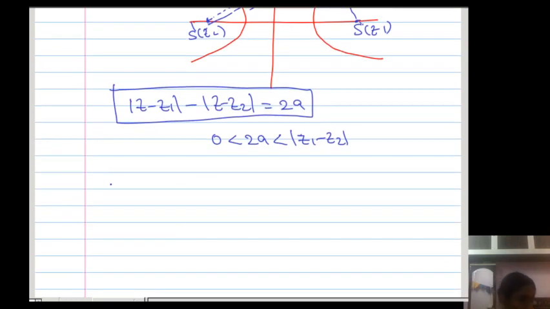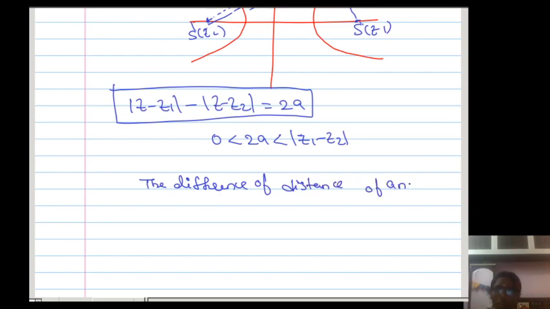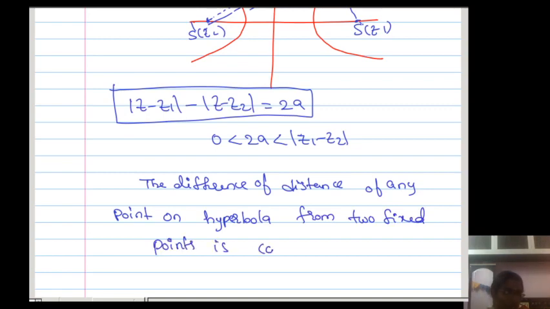So what is the conclusion here? The difference of the distances of any point on the hyperbola from two fixed points is a constant, that is 2a.